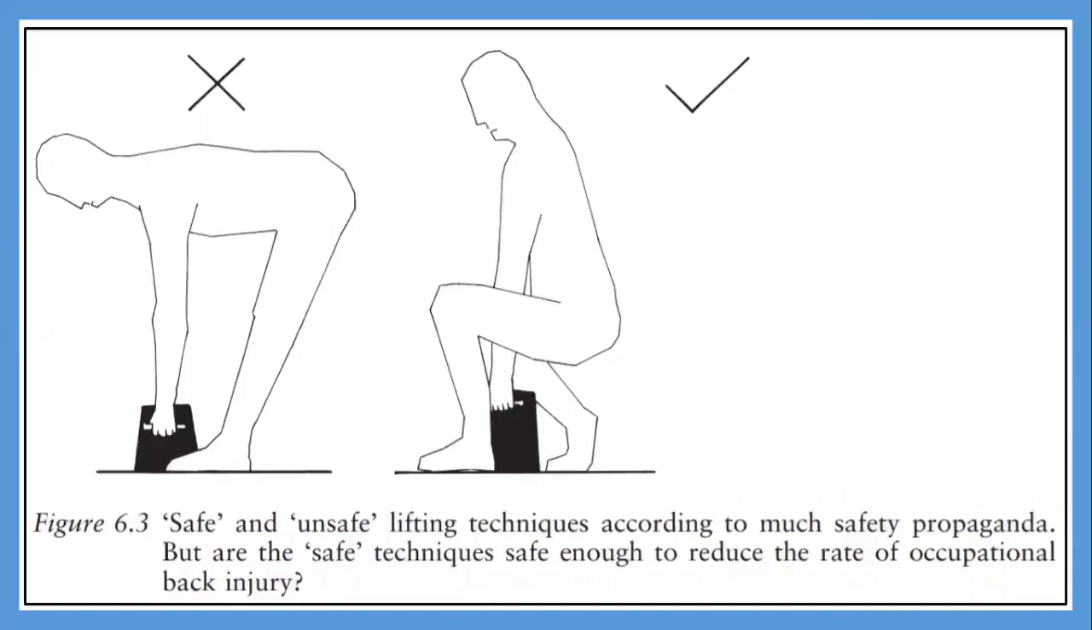Now, as you can see in figure 6.3, these are safe and unsafe lifting techniques according to much safety propaganda. But are the safe techniques safe enough to reduce the rate of occupational back injury? Safety propaganda directed at workers usually describes these techniques as unsafe, shown in the first image, and safe, respectively, shown in the second image. The notion that it is safer to lift with the knees and not with the back, that people can be trained to lift safely, and that injury will be prevented is deeply ingrained despite the large number of studies that have shown no benefits of that training.